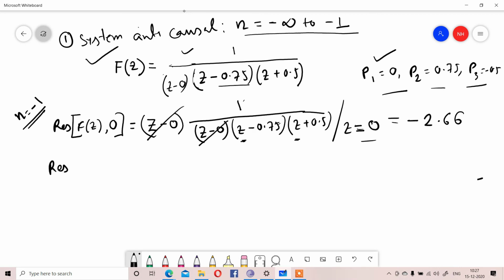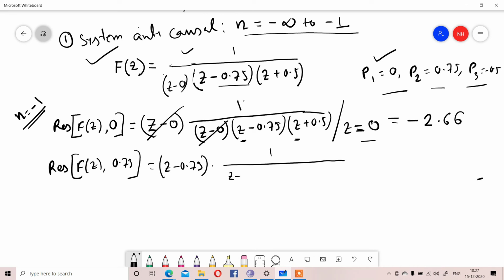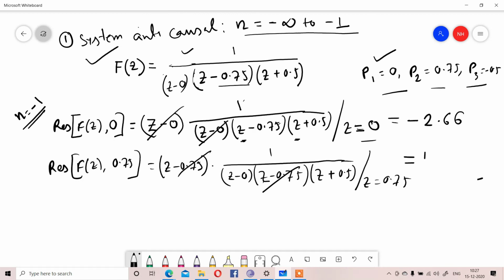Similarly, you have to calculate the residue of F(z) for the second pole, that is 0.75. That value will be similarly z minus 0.75 multiplied by 1 by z minus 0, z minus 0.75, z plus 0.5, where z equal to 0.75. So again this and this will be cancelled out. Replace the value of z by 0.75. It will be 1.06. You can check it.